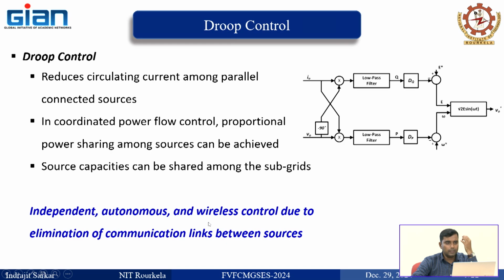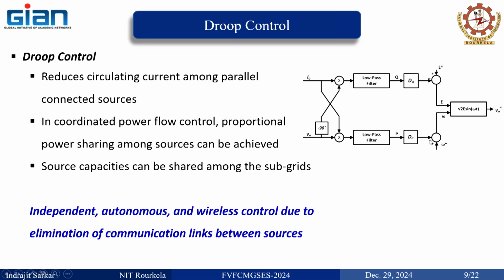So droop control is independent, autonomous and wireless control due to elimination of any communication link. In the conventional droop control method for an AC microgrid, first you need to know how much active power and how much reactive power you need. Based on that, for unit 1, how much will be the voltage and frequency, and for unit 2, how much will be the voltage and frequency, can be defined. So the first thing you need to know is the frequency, the active power and the reactive power.